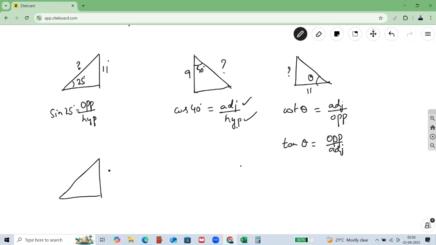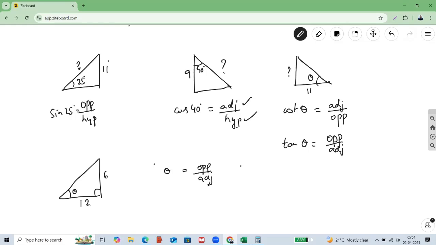Let's say this is 6, this is 12. They want you to find the angle here, other than the 90 degree. This is what you have to find out. Theta is there, and what is given to me is the opposite and the adjacent.